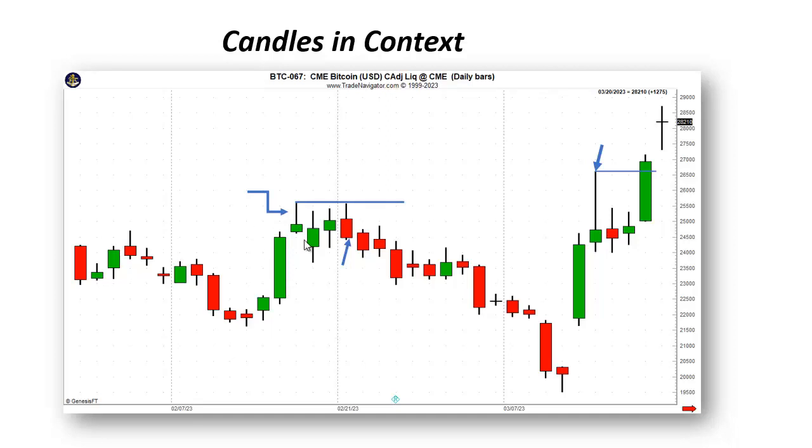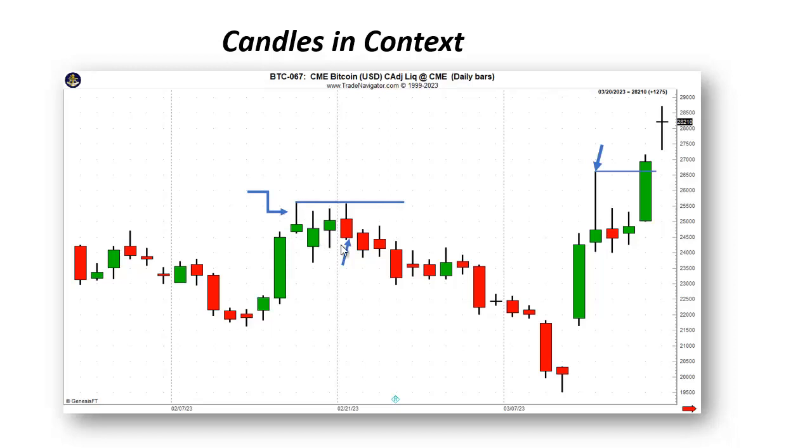At a minimum, we would want to see a close under the close of the shooting star. And look what happened. It finally happened over here. The close was under here. Now, one of the things also is we could use many candle signals as support or resistance. So here we have a shooting star. Notice how indeed it became resistance.